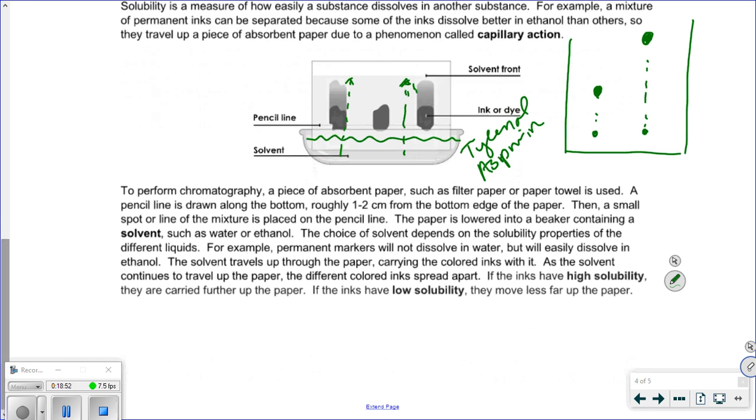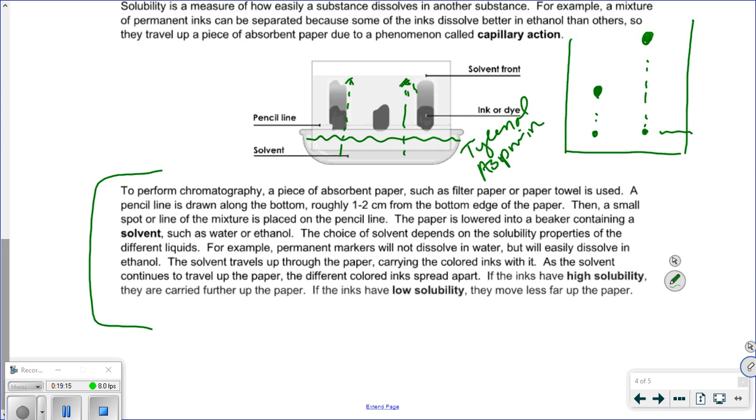Okay, this just explains how we would do that. We're going to make a small spot or line of the mixtures placed on this little pencil line, because pencils do not bleed like ink, so we like to use pencils. Paper's lowered to beaker that has a little bit of solvent. And then as the solvent, aka water, moves up to the paper, so your solvent, right?